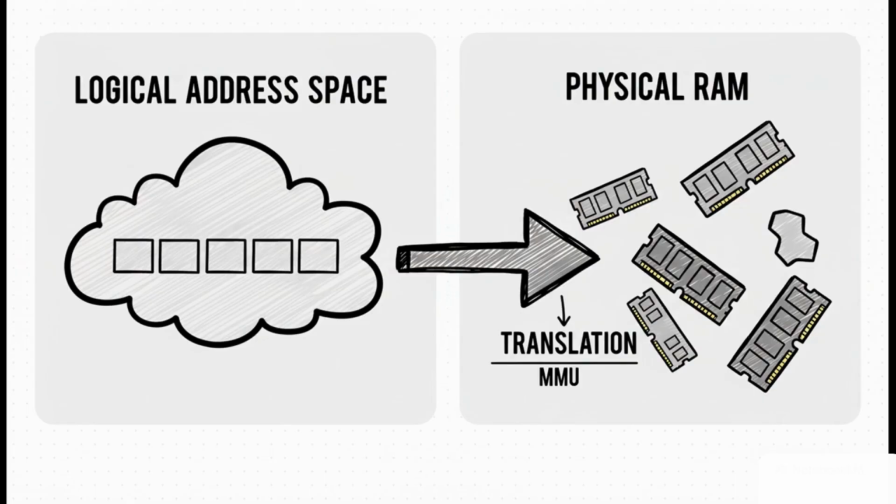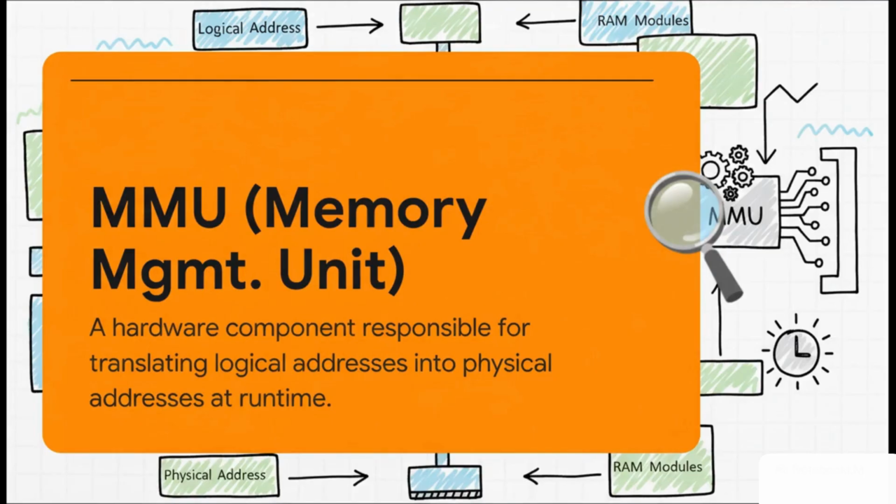So your browser might think its data is at, say, address 100, but in reality, the OS might have stuck that data anywhere in the computer's actual physical RAM. This constant translation from the process's private view to physical reality is handled by a special piece of hardware called the Memory Management Unit, or MMU. Every single time a process tries to access memory, the MMU jumps in and on the fly translates that logical address into the real physical address in RAM.